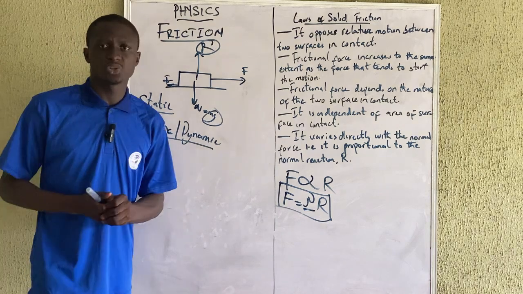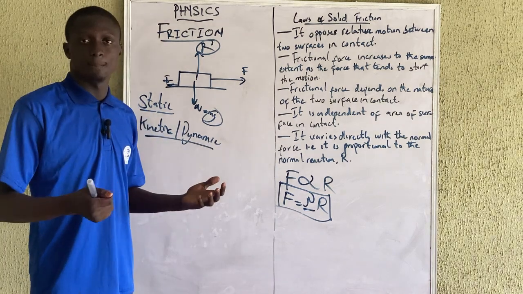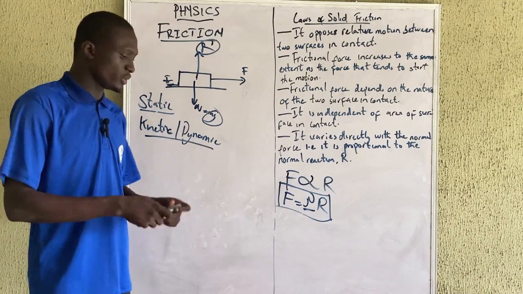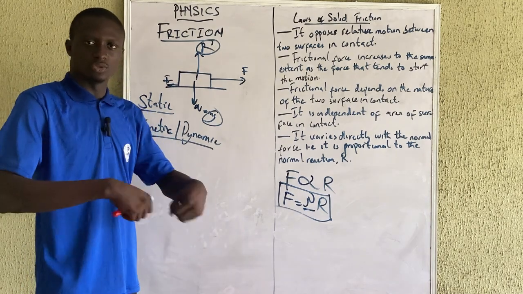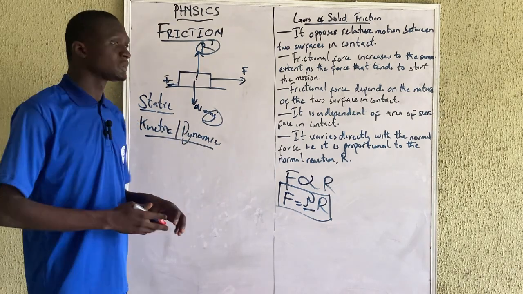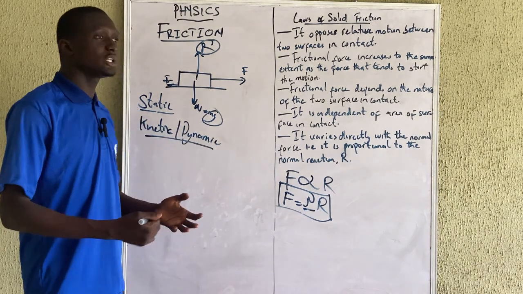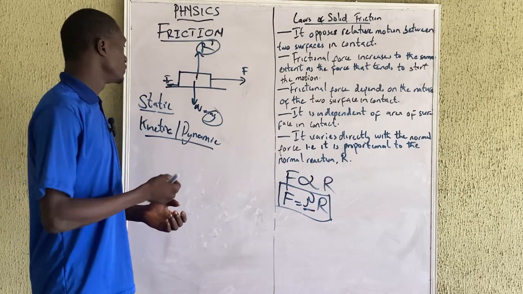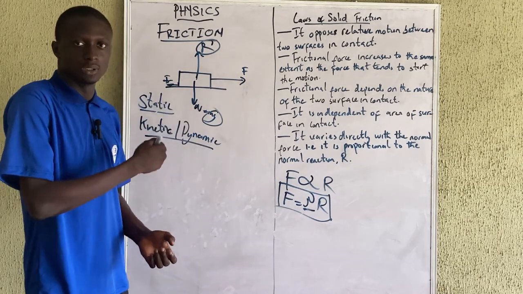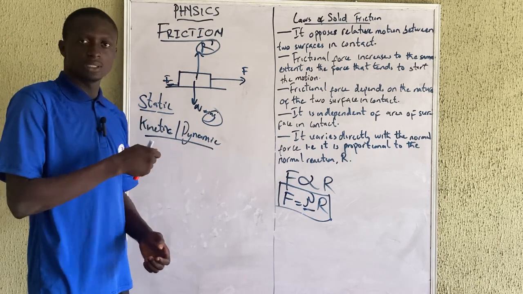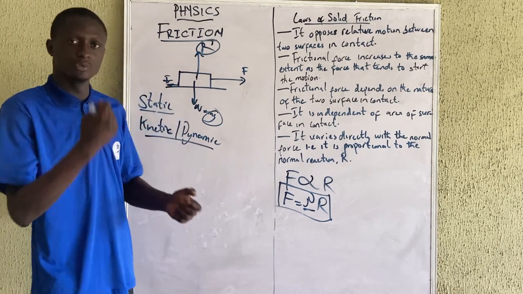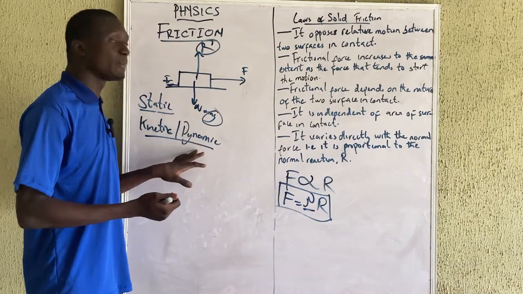Also, another advantage of friction is that friction enables us to sharpen our knives. You know, when you make use of a grinding stone to grind, it uses friction. Do you understand what I'm saying? Another advantage of friction is that friction enables nails to stay in position when you drive them into a hole, maybe into wood or into a wall. It is the force of friction that enables them to stay in place without falling or removing from their position.